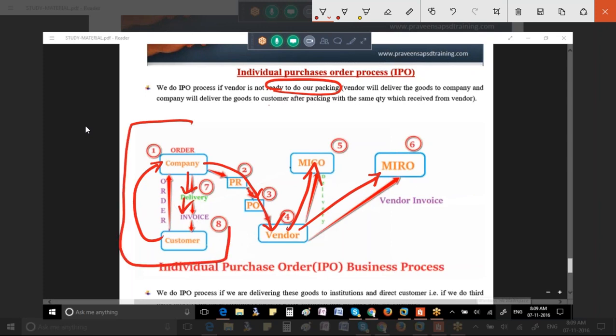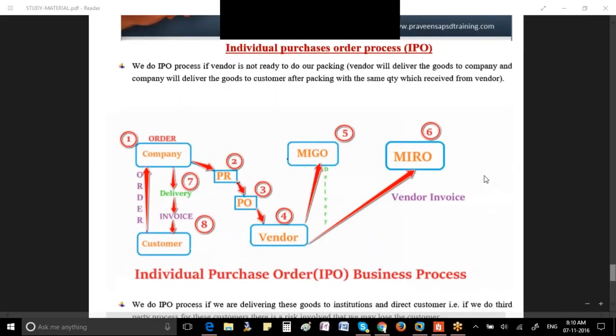If you see this process, it's a standard OTC process. If you go to the schedule line of the IPO process, which is CB, you'll find a movement type there, 601. In third party, you don't find a movement type in CS, but in CB, you find movement type 601. So this is the IPO process. Let's see the controls in the IPO process.